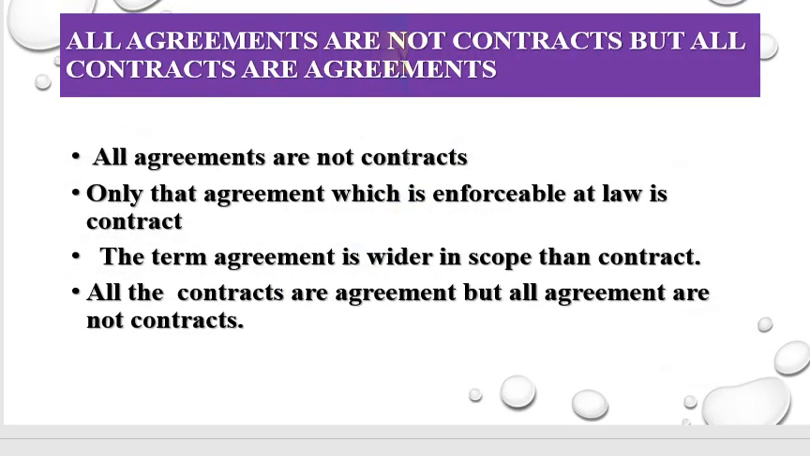Agreement is a wider term. It covers the social agreement or domestic agreement, even the agreements which are legally binding. So all agreements are not contracts, but all contracts are agreements. Only those agreements which are enforceable by law are called contracts. The term agreement is wider in scope because agreement covers the social agreement, domestic agreement, and the agreement which is legally binding. So we could say all the contracts are agreements, but all the agreements are not contracts.